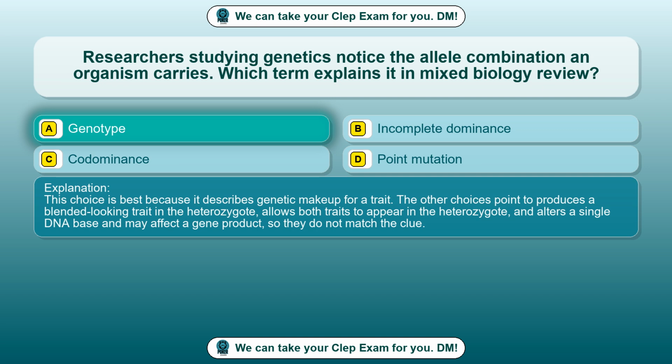The other choices point to produces a blended-looking trait in the heterozygote, allows both traits to appear in the heterozygote, and alters a single DNA base and may affect a gene product, so they do not match the clue.